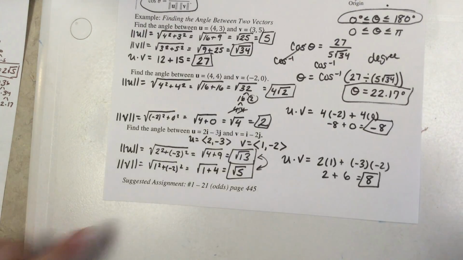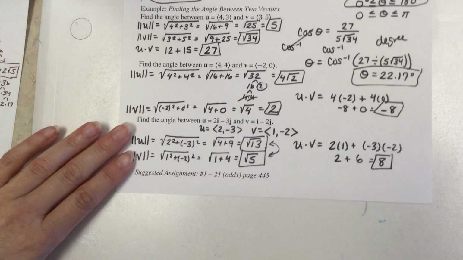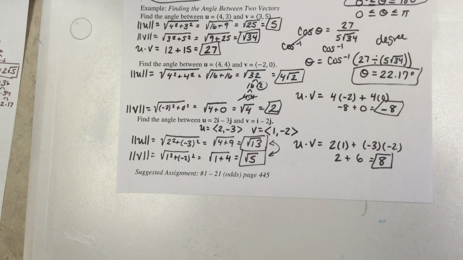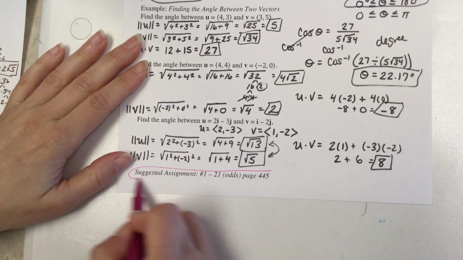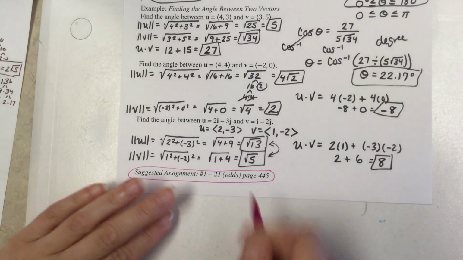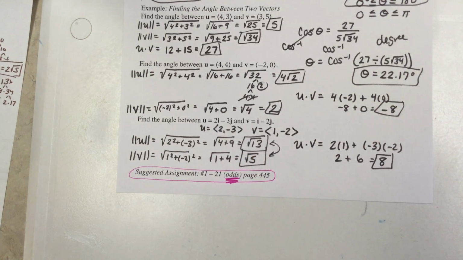So your suggested assignment, if you need extra practice with the dot products, or finding that angle in between two vectors, or using dot products to identify magnitude. There are some good questions in the book, 1 to 21. Again, I just said the odds. That way you can always check your answers in the back and make sure you're on the right track. But that is it for 6.4.